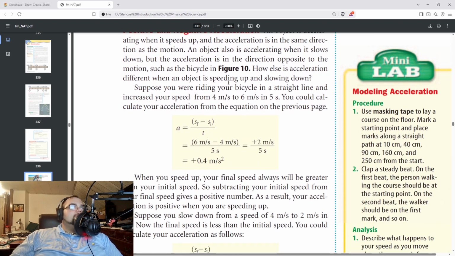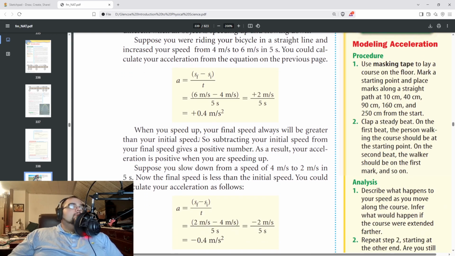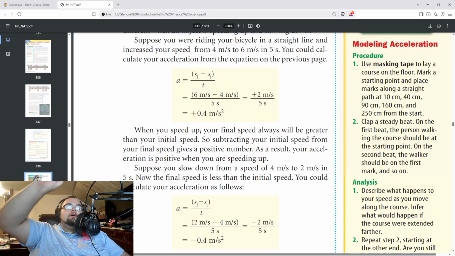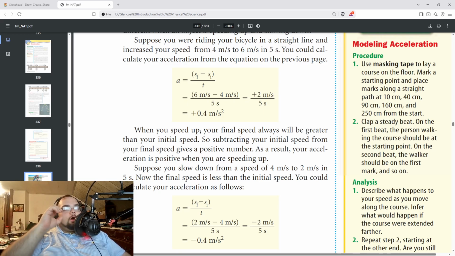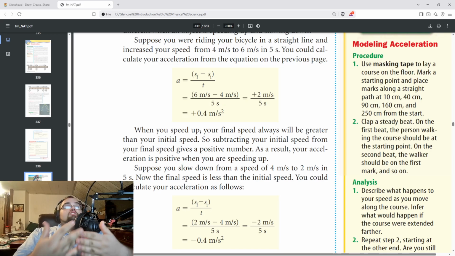Suppose you're riding your bike in a straight line, and you increase your speed from 4 to 6 in 5 seconds. We can calculate it. 6 minus 4, which is 2, over 5, 0.4. When you speed up, your final speed is always going to be more than your starting speed. So subtracting will always give us a positive number. Bigger number minus smaller number will always be positive. So, since that's the case, acceleration must be positive when we speed up.